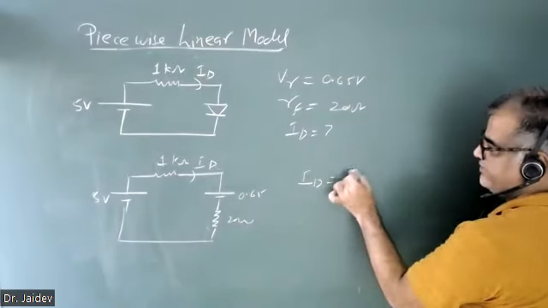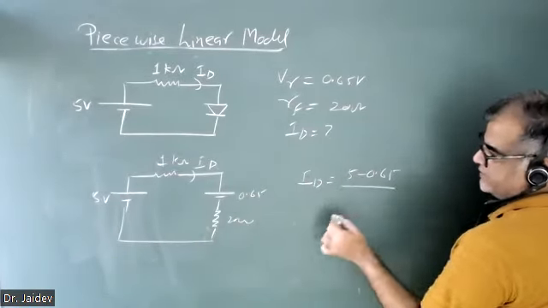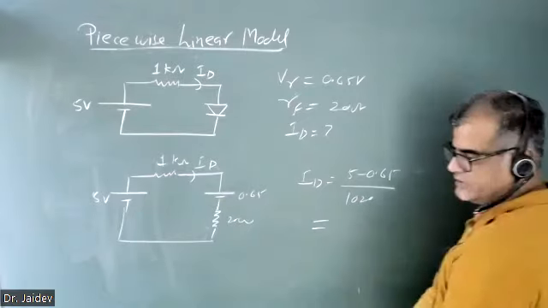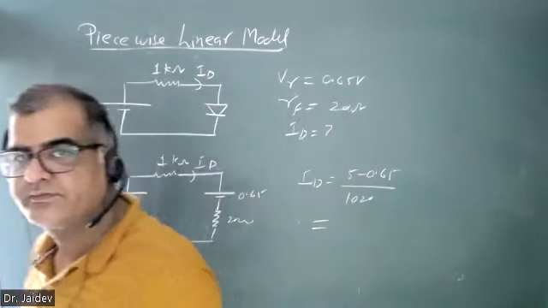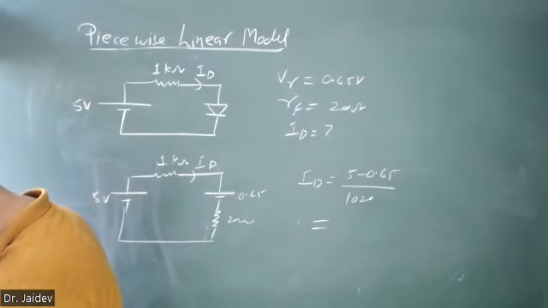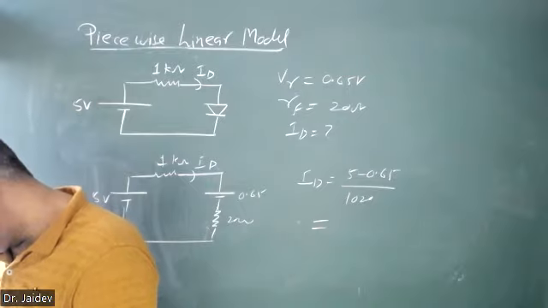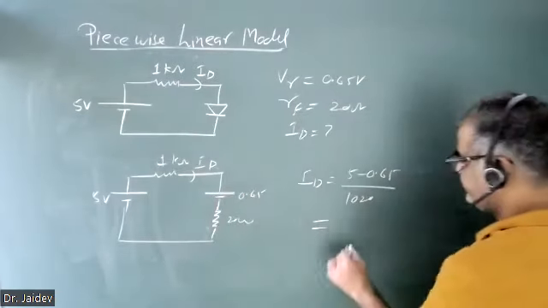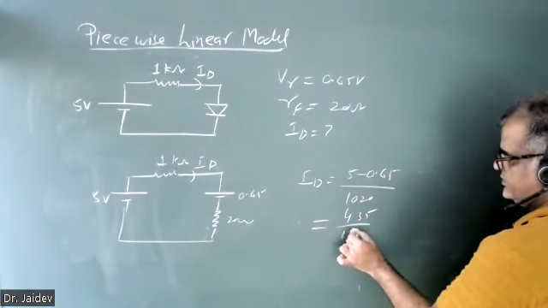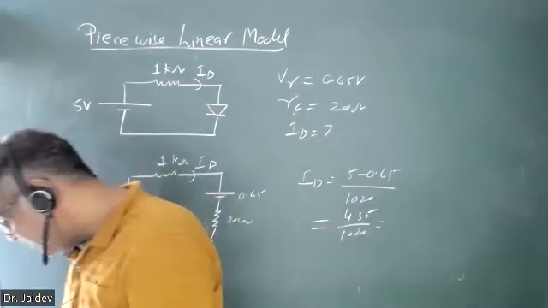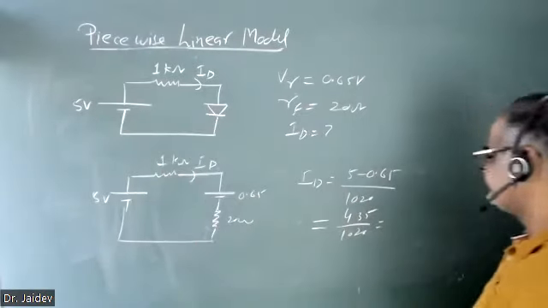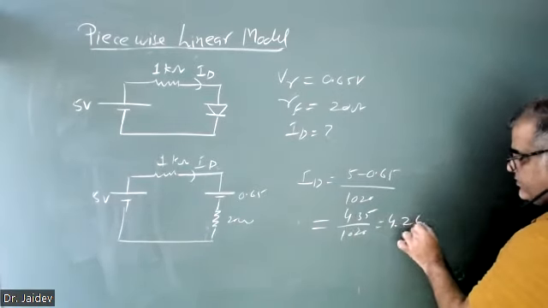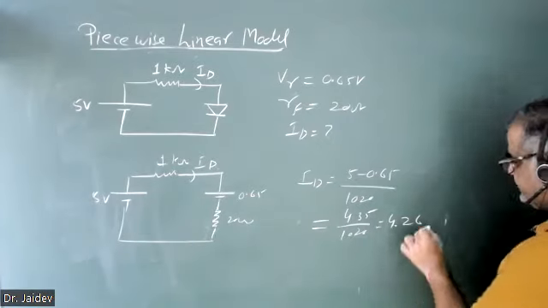ID will be 5 minus 0.65 over the total resistance of 20 ohm plus 1 kilo ohm, that is 1020 ohm. How much is it coming? The answer I have is 4.26 milliampere. Is anyone getting 4.96? It was 4.26, where would 4.96 come from? 4.26 milliampere.